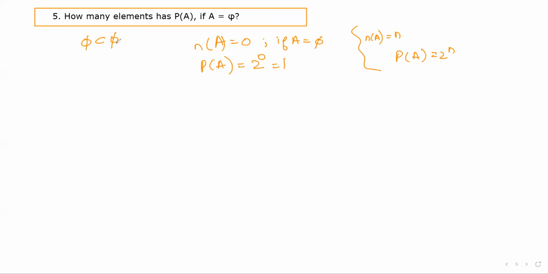Also, phi is a subset of itself. So how many elements does P of A have? P of A has only one element, which is equal to phi.